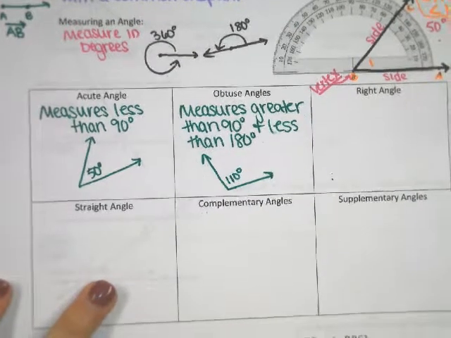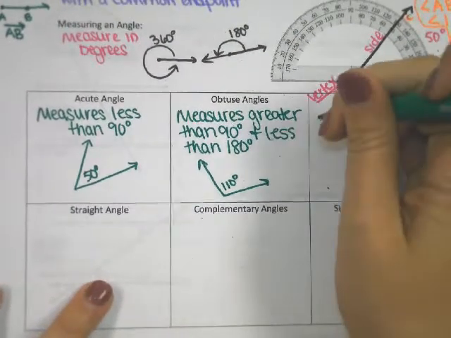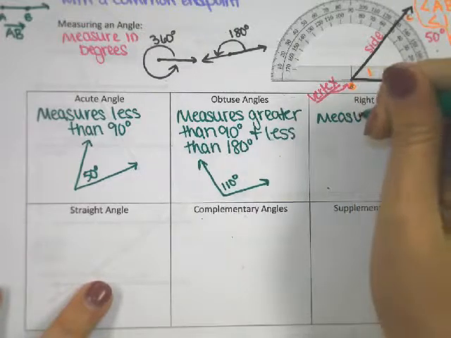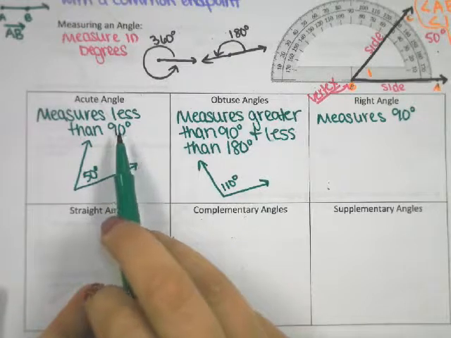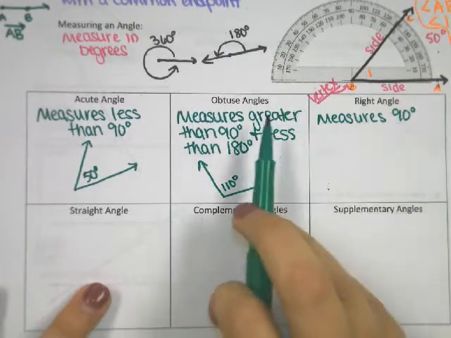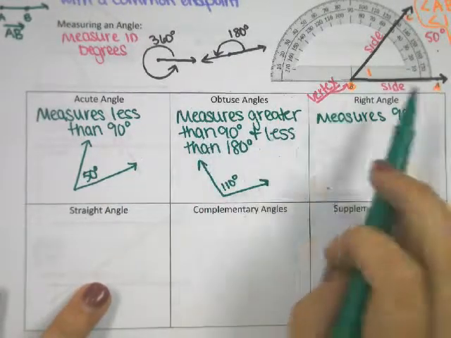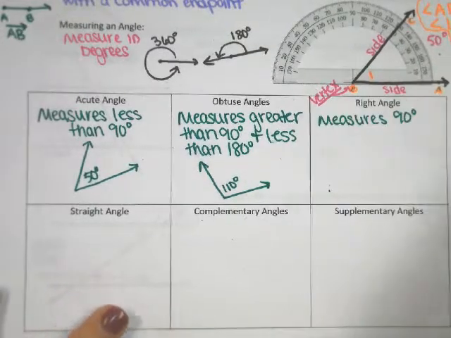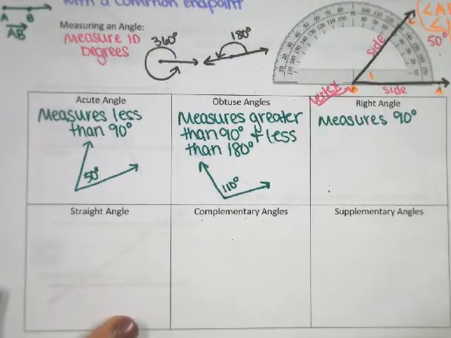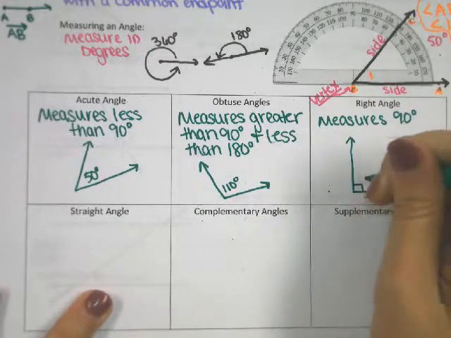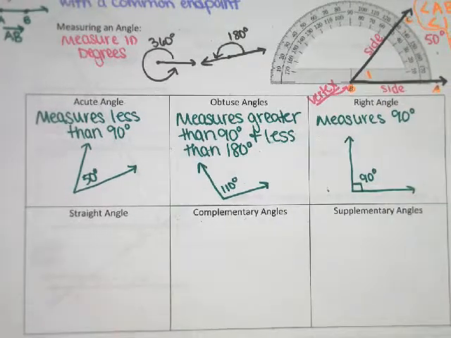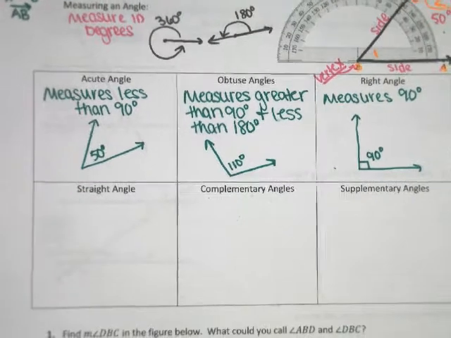The next type of angle we have is a right angle, and right angles measure 90 degrees. So that covers, we've got less than 90, equal to 90, between 90 and 180. Okay, so we're kind of making sure we cover all of them. When we label a right angle, we're going to label it with a little box indicating that it is a right angle and it's 90 degrees.